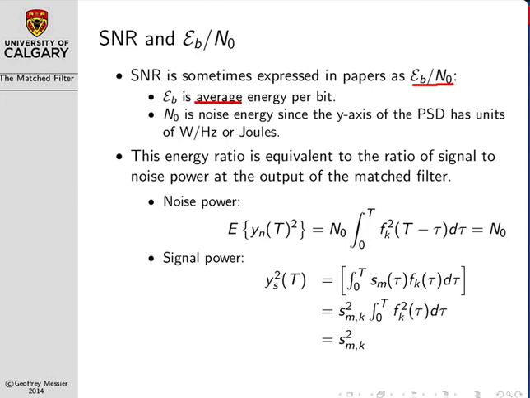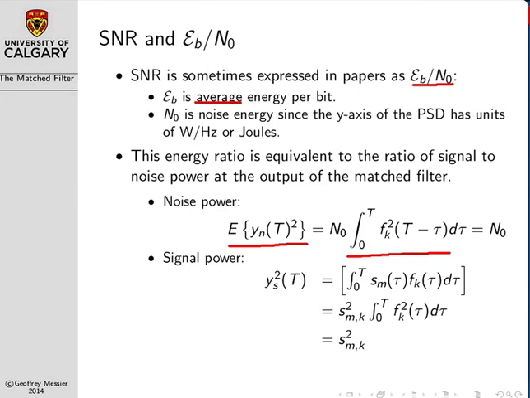Well, it turns out that if we work at the output of the matched filter, our power ratio, signal to noise ratio, is exactly equivalent to the energy ratio Eb over N0. How does this work? Just to recap some of the expressions that we've already looked at, we calculated noise power as the average value of the noise component squared, which ended up being equal to N0 multiplied by the squared integral of the matched filter response.